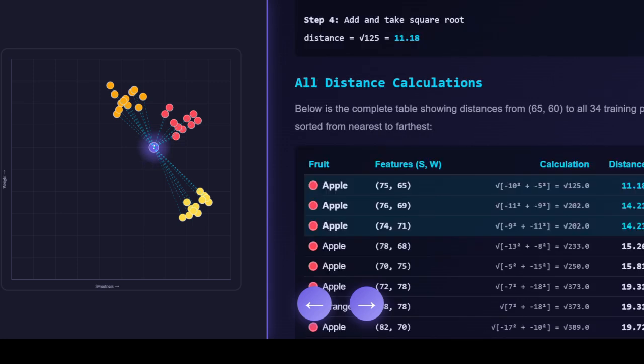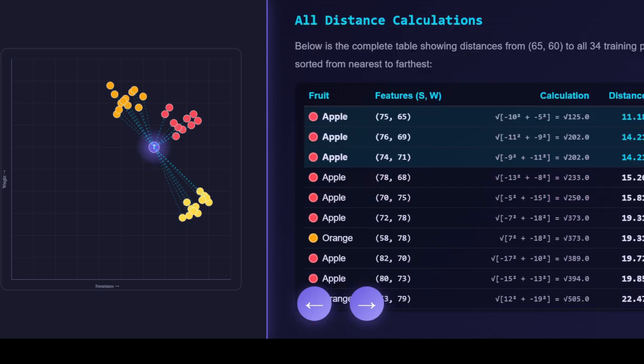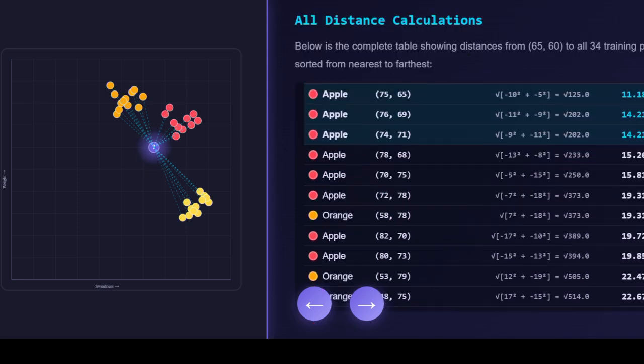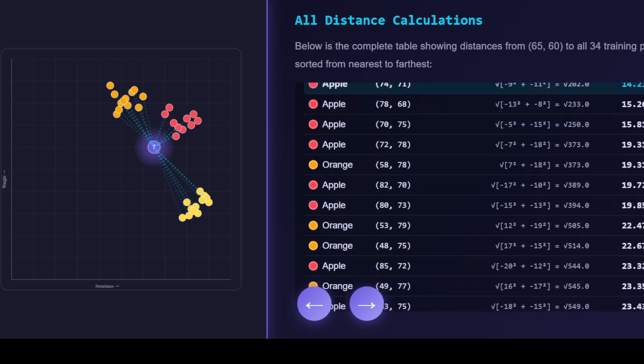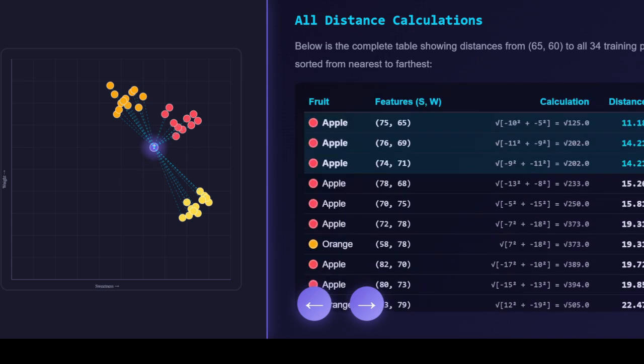After all the calculation, all these distances are kept in ascending order, from lowest distance to highest distance. But as my k value is 3, I considered the first 3 distances. When I closely observe, these 3 fruits belong to apple. So therefore, the new test point, the new fruit, belongs to the apple category.